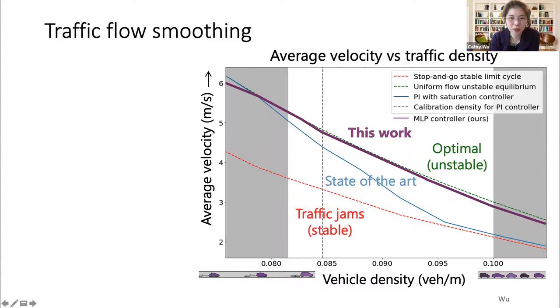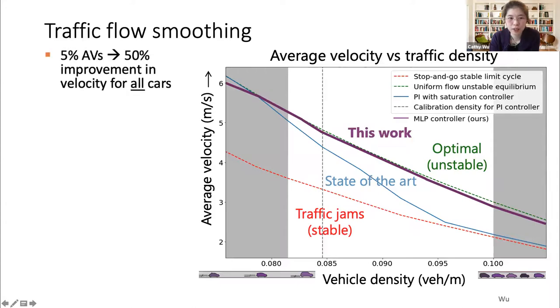And then there's some state of the art, and then we can see our work and we can compare it relative to this upper bound. We don't know if this is achievable, but we do know that this is an approximate upper bound. And so we do find that we closely track this upper bound. What we find ultimately is that having this 5% of vehicles automated leads to a 50% improvement in velocity for all the vehicles, which is quite neat. It's near optimal, it's robust.